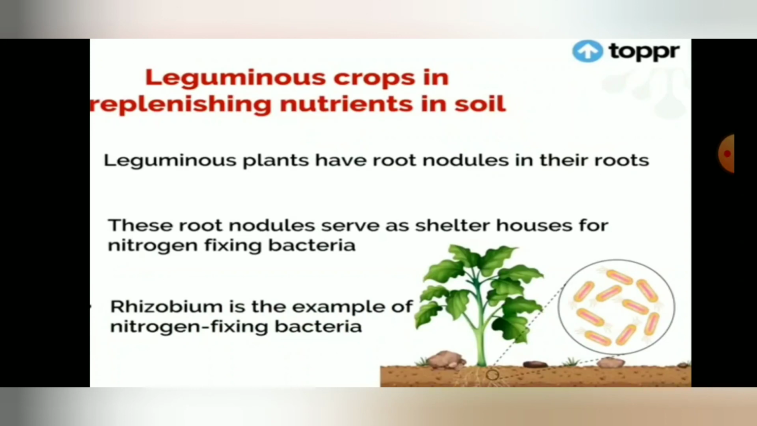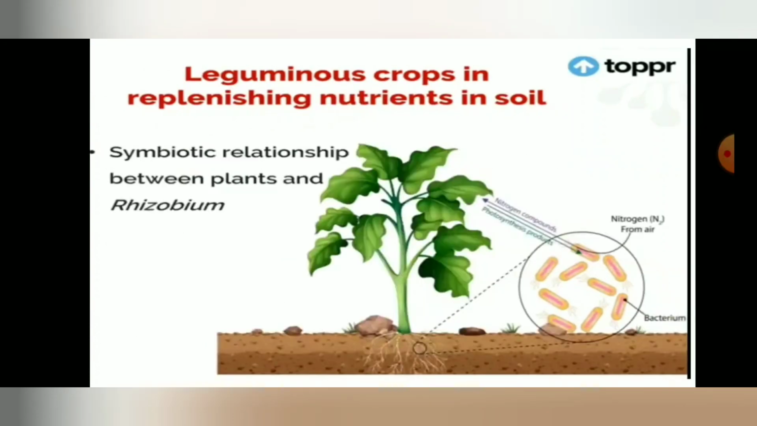Rhizobium is an example of a nitrogen fixing bacteria. They will ask the question, which bacteria helps in nitrogen fixation? The example is rhizobium bacteria. Next, leguminous crops in replenishing nutrients in the soil. In this diagram you can observe the symbiotic relationship between the plants and rhizobium bacteria. This also helps in enriching the soil with nutrients.